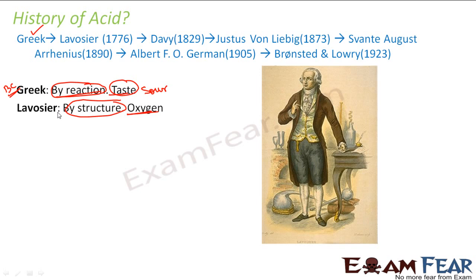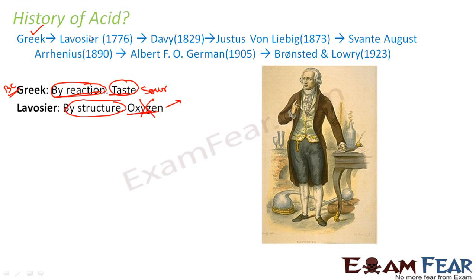And he told that anything which has oxygen is acid, because he took some compounds which were acidic in nature, and all those 10 or 12 compounds had oxygen. So he concluded that oxygen is the one which is responsible for acidic nature, but he was wrong. Actually, he was wrong. But the good part for him was that he gave us an idea that, okay, we can define acid or base by structure also.